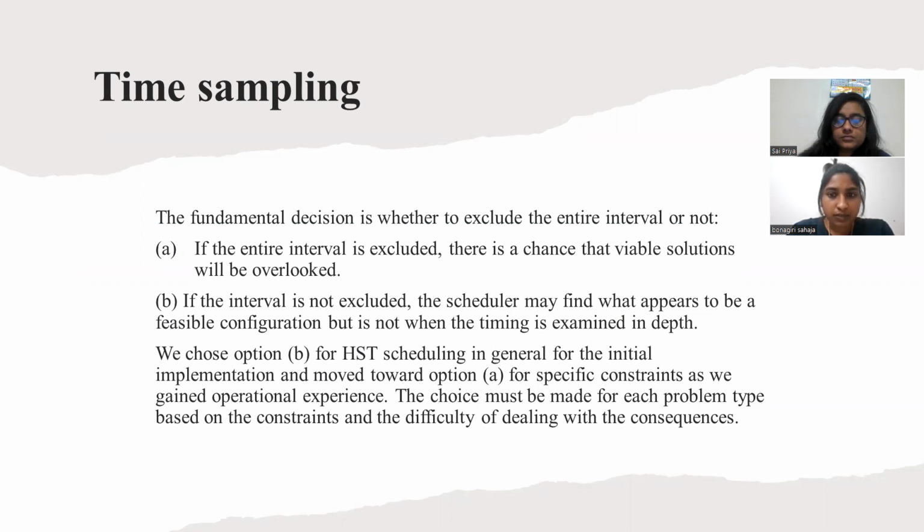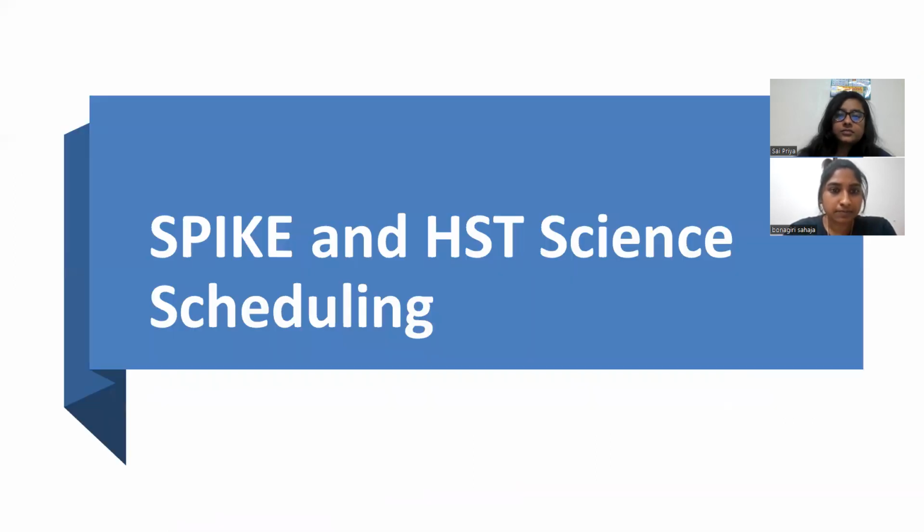We went with option B for HST scheduling in general. We first started that way, but we switched to another option for specific constraints as we learned how to do it. To choose the right solution, you need to think about both the constraints and how hard it is to deal with the consequences. Now the continuation will be done by Sai Priya.